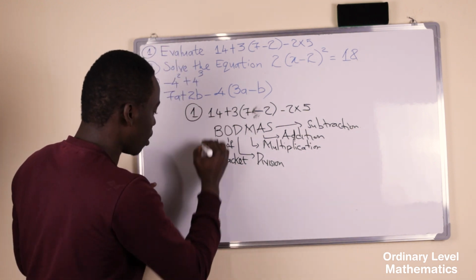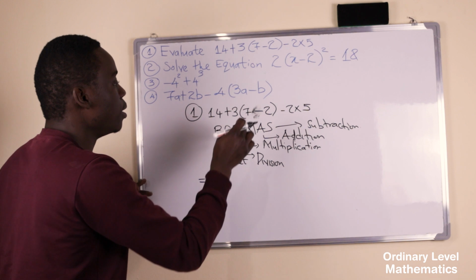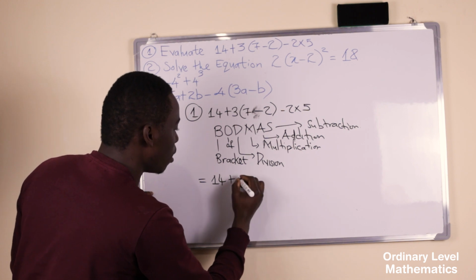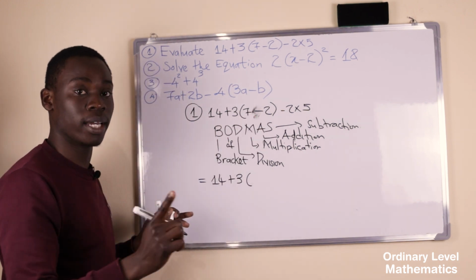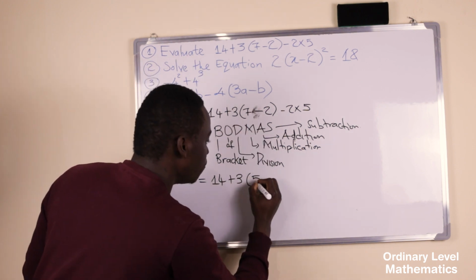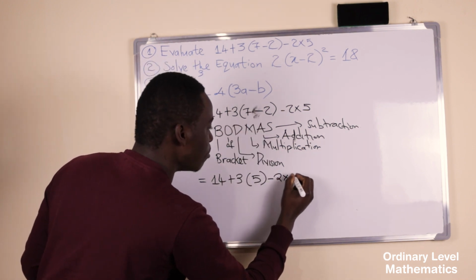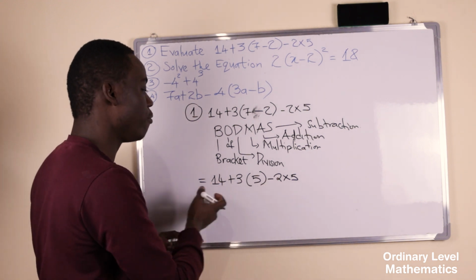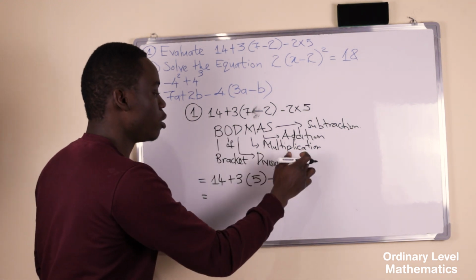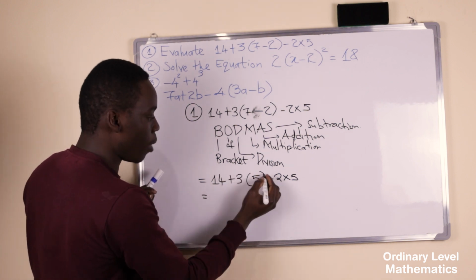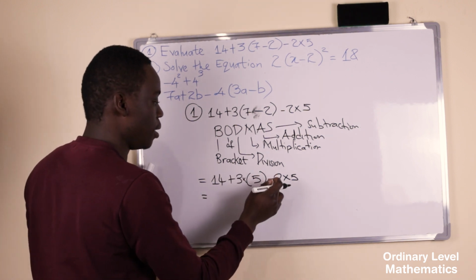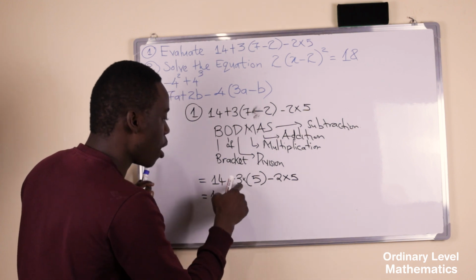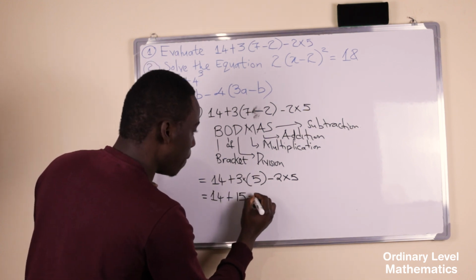Now in our case here, the first thing we're going to do is work on what is inside the brackets. Hence 14 plus 3(7 minus 2) minus 2 times 5. So we deal with what is in the brackets first. 7 minus 2 is 5. We close: minus 2 times 5. Now what is the second thing here? Division. Now we don't have any division, hence we move to the next one, which is multiplication. So here 3(5) is actually 3 times 5, and this is minus 2 times 5. So we multiply these two. So we're going to bring down the 14 plus 3 times 5, which is 15, minus 2 times 5, which is 10.